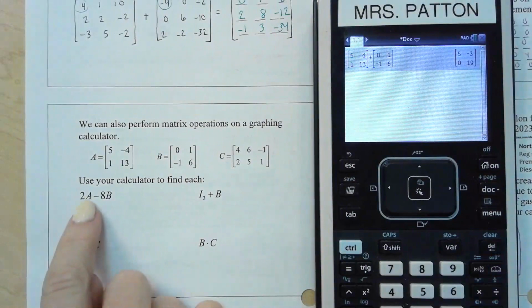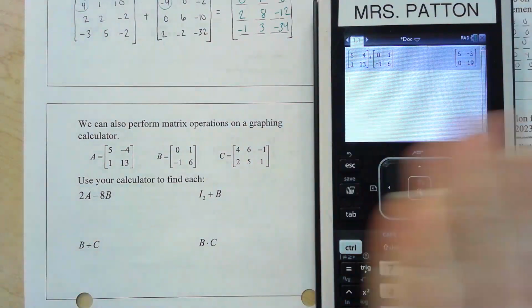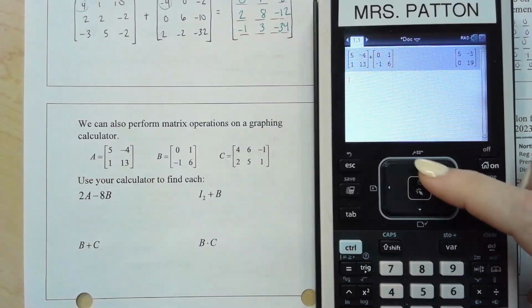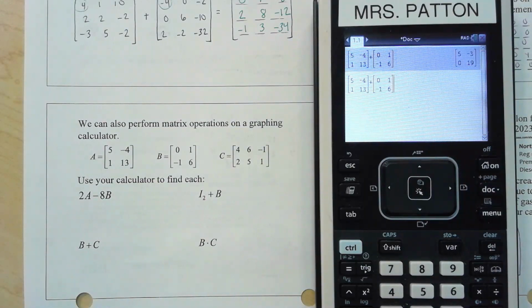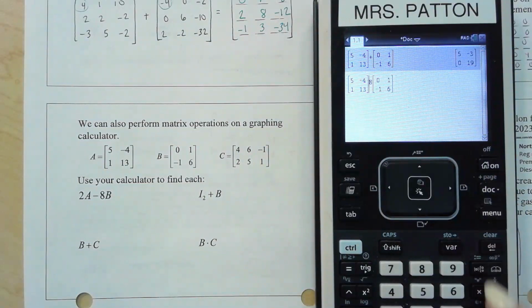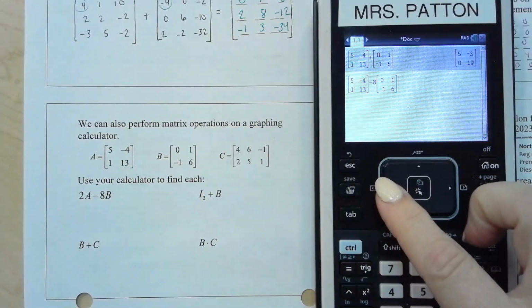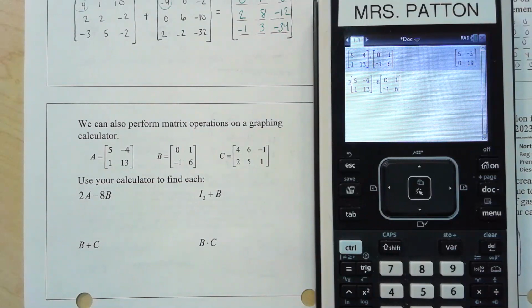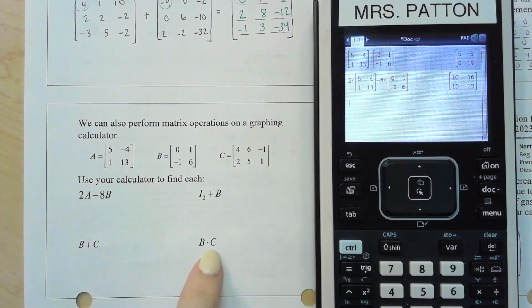Now on my next one, they want me to do 2A minus 8B, and we've got a couple of options. We can arrow back up, copy, paste, and insert that scalar multiplication and turn that into subtraction. So there are ways around it. I can do it that way, that's fine. And there's my answer. Here's the thing, I'm going to have a lot of repeated use of these matrices.